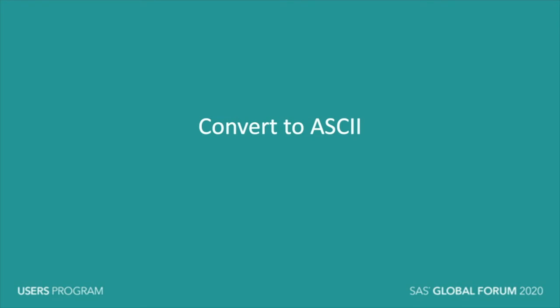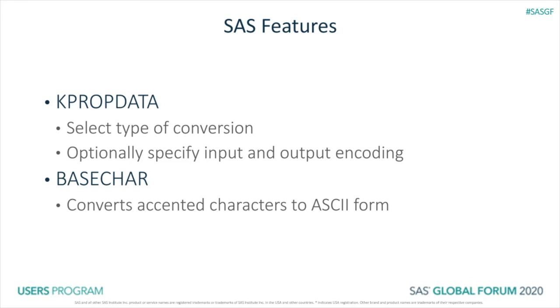Finally, you may want to simply convert some of those unexpected characters to ASCII. I'd like to introduce you to two SAS features, both functions, that can help you. The KPROPDATA function manages unexpected characters. You can select the way you would like to convert those unexpected characters in your resulting data stream. The BASECHAR function converts actual accented characters to an ASCII form if one is available.